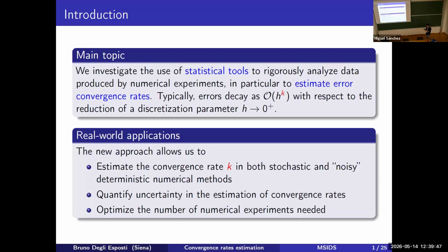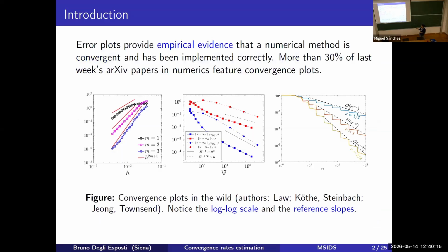We can get an estimate of the uncertainty in the estimation. So we can say convergence rate of 2 plus or minus 0.1. We know how confident we can be in the convergence rate that we observe. And we can maybe optimize the number of numerical experiments we need to perform. Otherwise, it's always a wild guess, maybe 5, 7, 10, who knows, right? How many to perform.